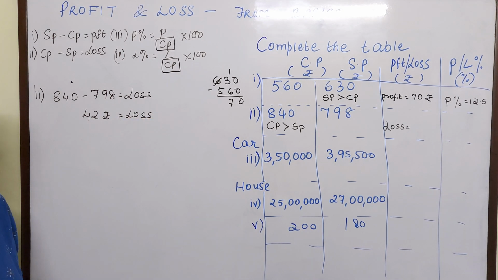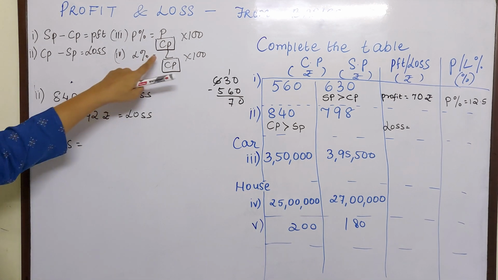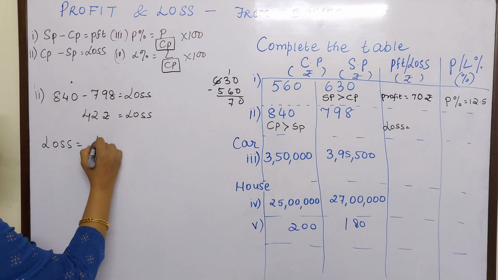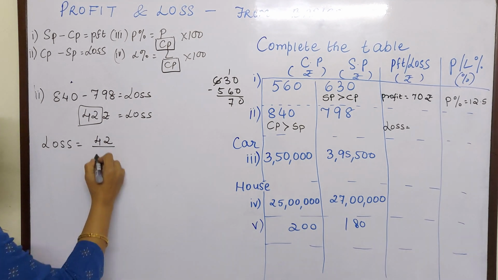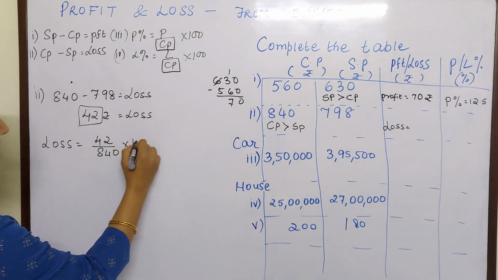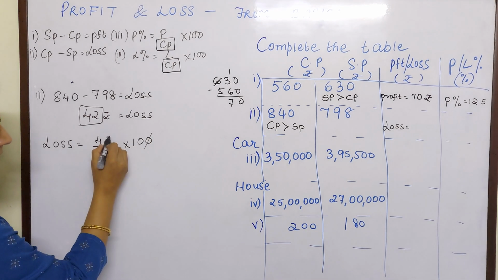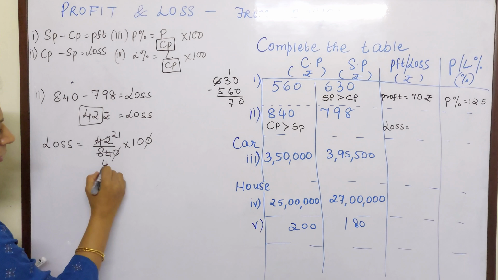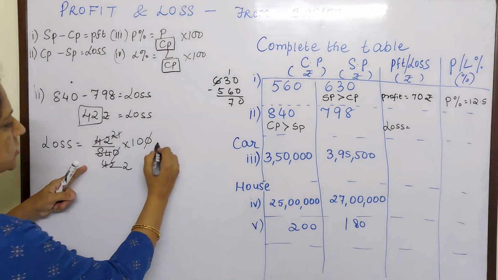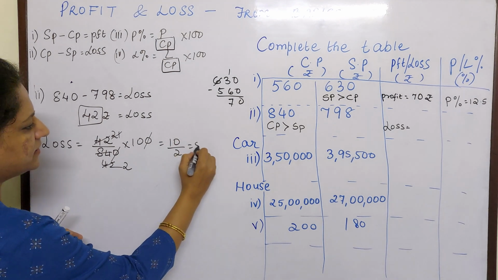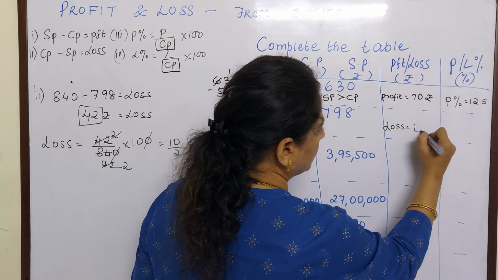If it is a loss, then you have to calculate loss percentage. Loss percentage is equal to loss by CP into 100. 42, which is your loss, by CP. CP is 840 into 100. So this numerator 10, denominator 10 gets cancelled. 2 21s are 42, 21 ones are 21, 21 twos are 42. So 10 by 2, which is nothing but 5%. So your loss percentage is 5 and your loss is 42 rupees.